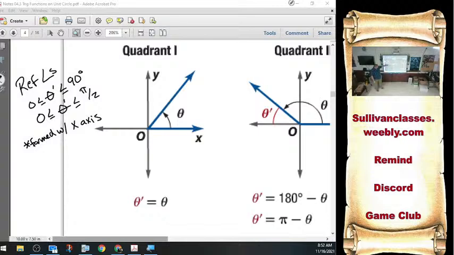So in quadrant 1, if I say 60 degrees, pi over 3, then its reference angle is 60 degrees, or pi over 3. It is its own reference angle.